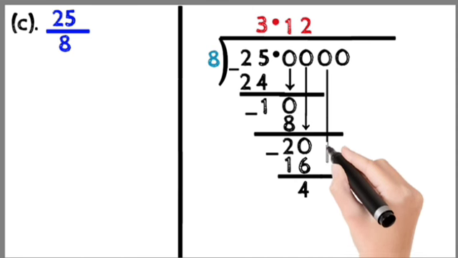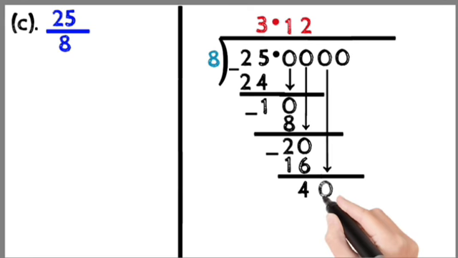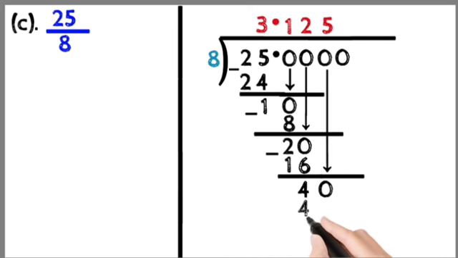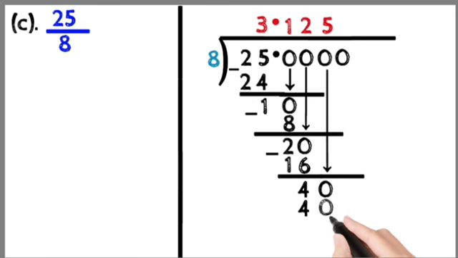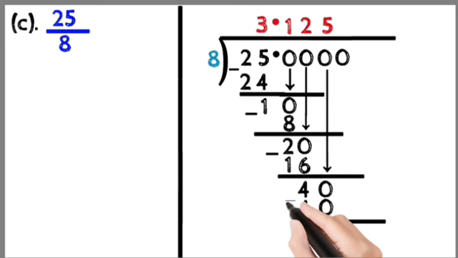After bringing down the next 0, it will become 40. Then it will go by 5. 8 5s are 40. So see, I told you I will continue division until I get the remainder as 0. Finally, subtraction of 40 from 40 is 0 itself. So the division is completed here.